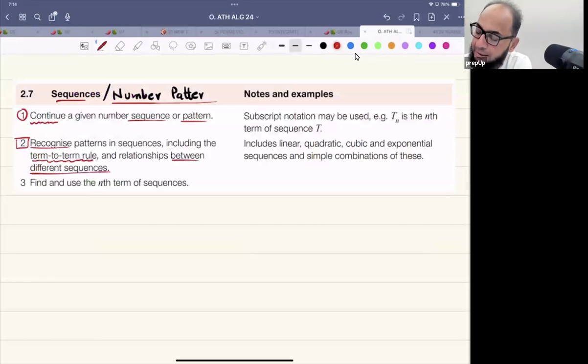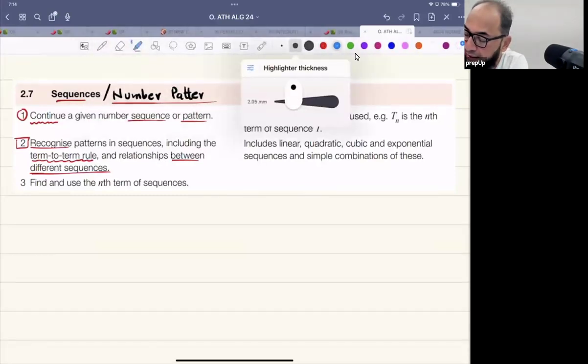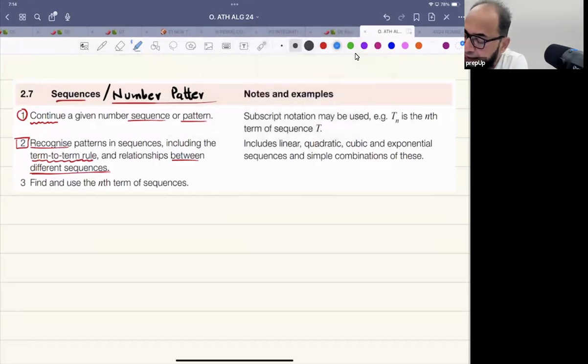Now, what are the different sequences that we'll be dealing with? So let me get the highlighter ready. There is the linear sequence, there is the quadratic sequence, there is the cubic sequence, and there is the exponential sequence. And we are interested in a simple combination of these, and they can be treated separately also.